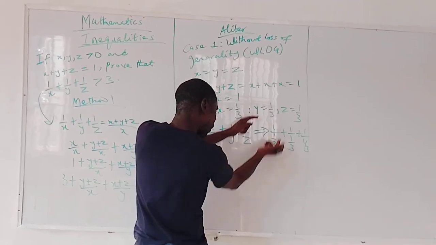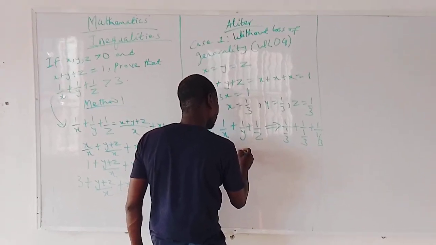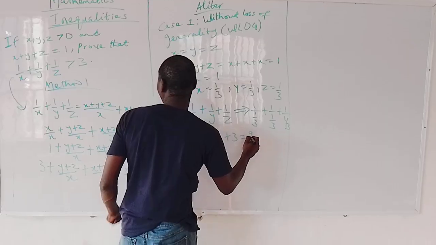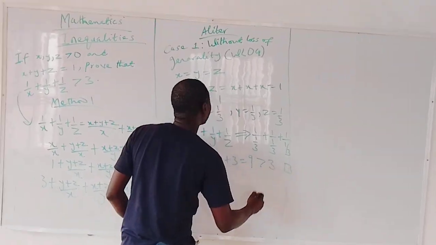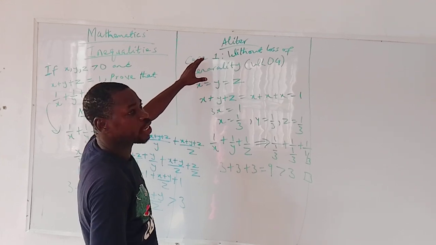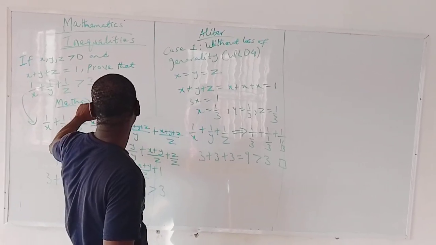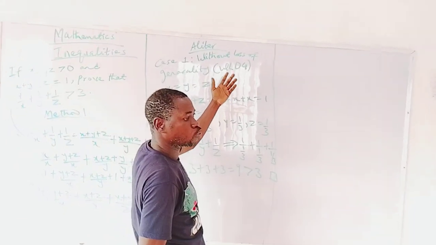So when we flip this to the numerator, when we reciprocate, this becomes 3 plus 3 plus 3, which is equal to 9, which is obviously greater than 3. So that one is quite easily done. That is for case 1. So 9 is obviously greater than 3. We've been able to prove that using that case when x equals y equals z.